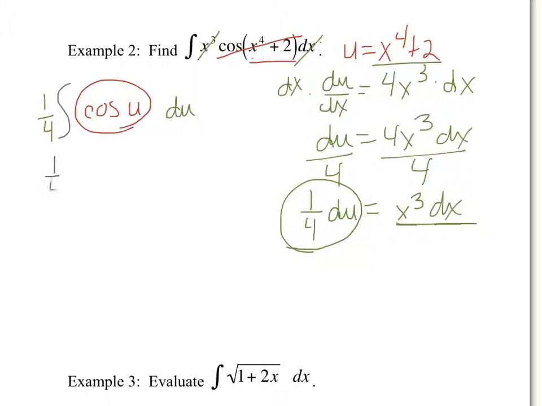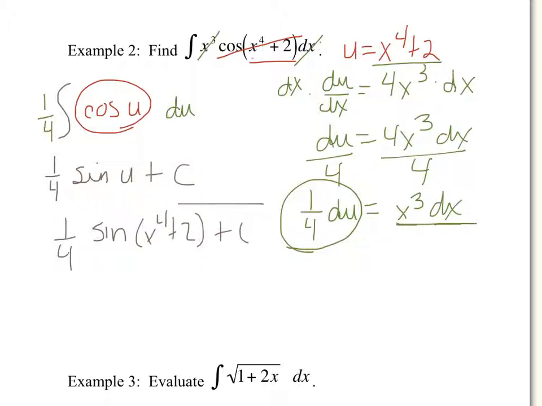So we have 1/4 out front. The antiderivative of cosine is sine plus c. And again, my final step on this is to always put it back in terms of x. So I'm going to go ahead and replace the u with what it's equal to, which is x to the fourth plus 2, plus c. And you could always verify that its derivative gets you back to what's under the integral.